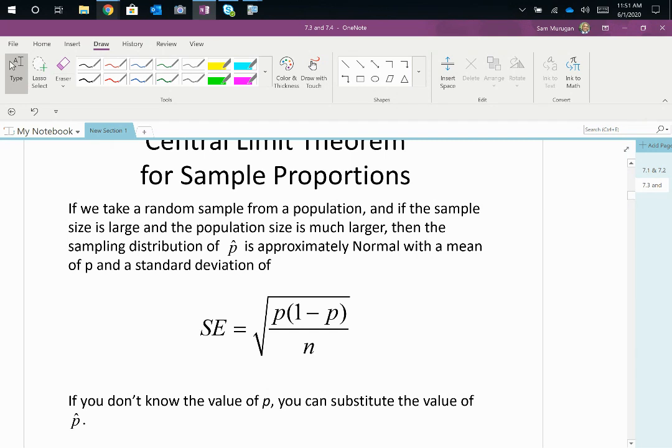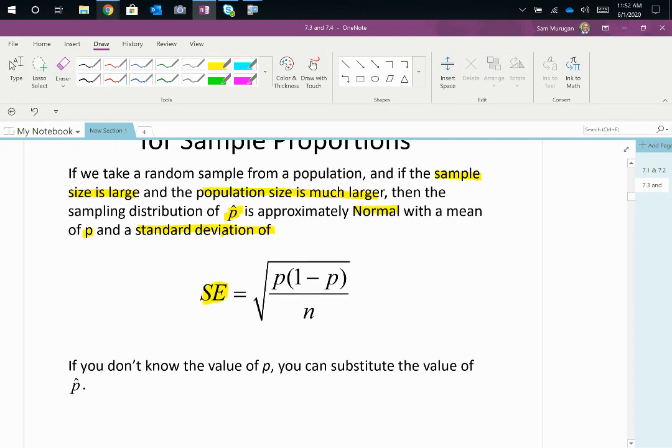Now, if we take a random sample from a population, and if the sample size is large and the population size is much larger, notice the words here, sample size is large and the population size is much larger, then the sampling distribution of p hat is approximately normal with a mean of p and a standard deviation of the standard error given by that nice little square root formula that we use.